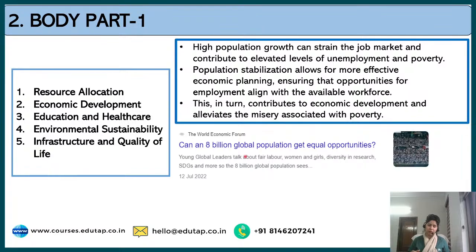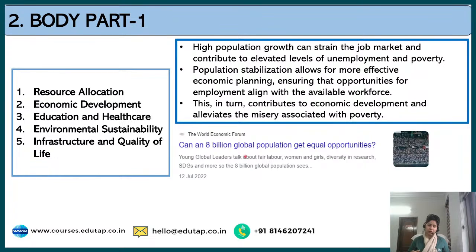So the third point here is education and healthcare, which can be more equitable for a population that is stable. The implications of the growing population on human development in India have been covered by ORF. That's a think tank. Population stabilization facilitates better planning and implementation of educational and healthcare programs, contributing to improved literacy rates, better health outcomes, and an overall reduction in societal distress again.